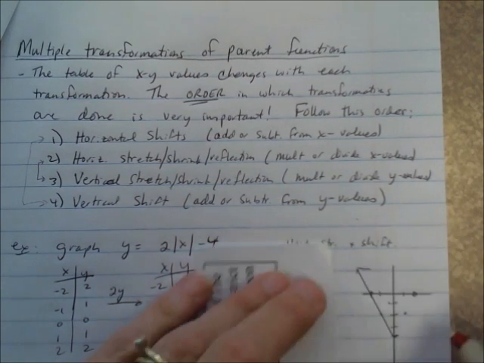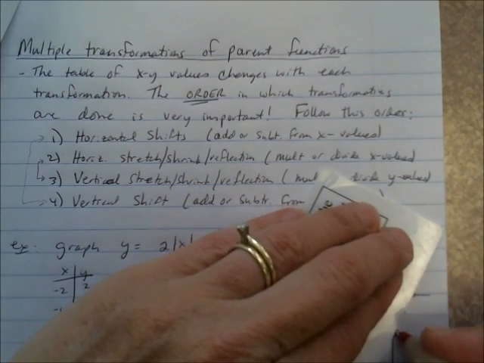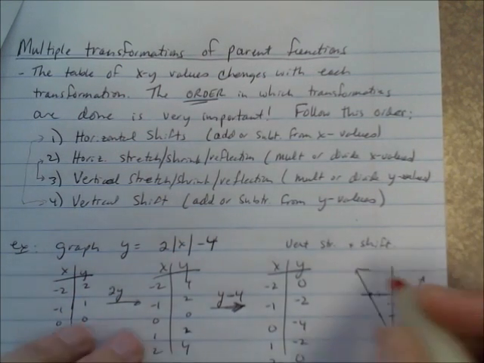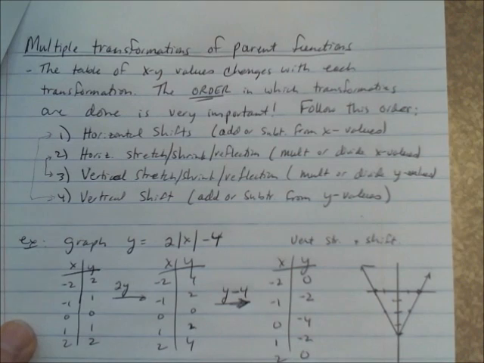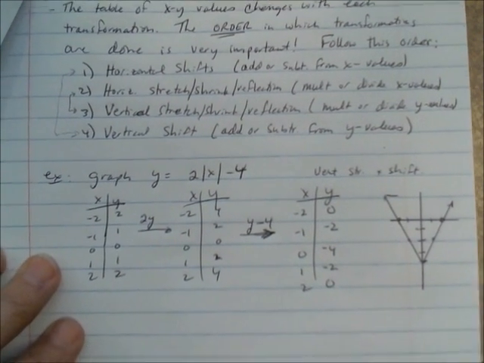And if you wanted to try to do this in reverse order, if you wanted to try to subtract 4 and then double the y values, I don't think that's going to work correctly. So there's your first one.